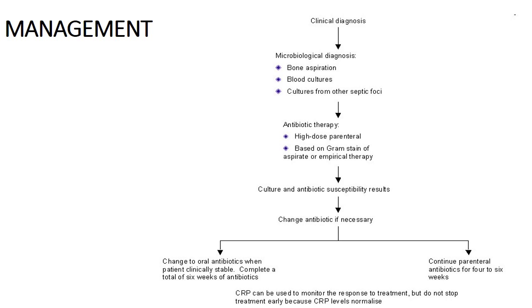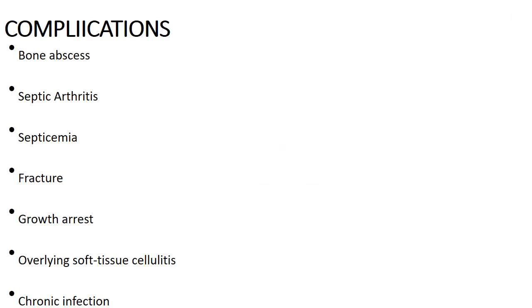When the patient becomes stable, you can change from parenteral IV antibiotics to oral antibiotics, and a period of 6 weeks of full dose antibiotics should be given. The most common and most sensitive indicator to monitor the response to treatment is C-reactive protein. The complications are bone abscess, septic arthritis, septicemia, fracture, growth arrest, overlying soft tissue cellulitis, and chronic infection.